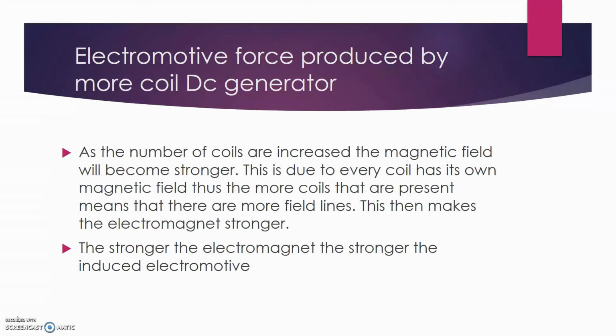Moving on, the electromotive force produced by more coils in a DC generator. As the number of coils is increased, the magnetic field becomes stronger. This is because every coil has its own magnetic field, so more coils means more magnetic field lines. This makes the electromagnet stronger. The stronger the electromagnet, the stronger the induced electromotive force.